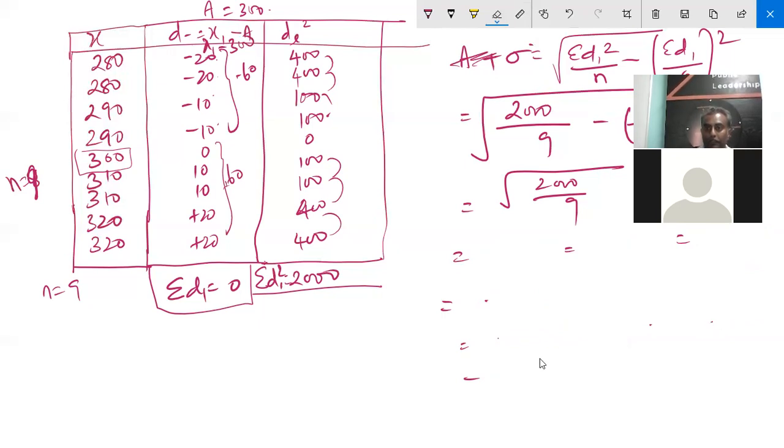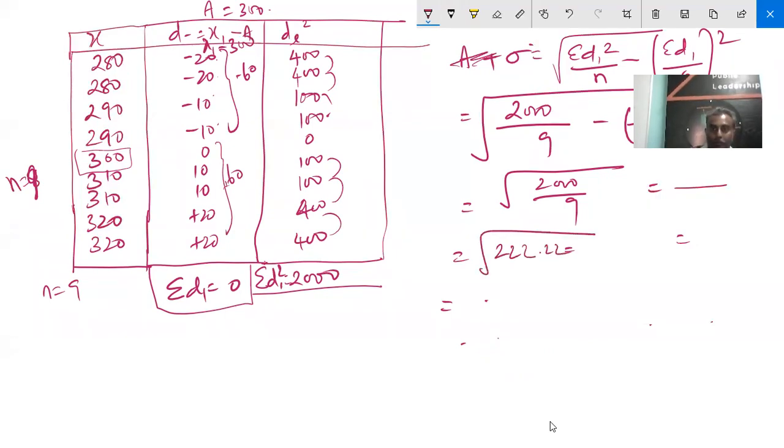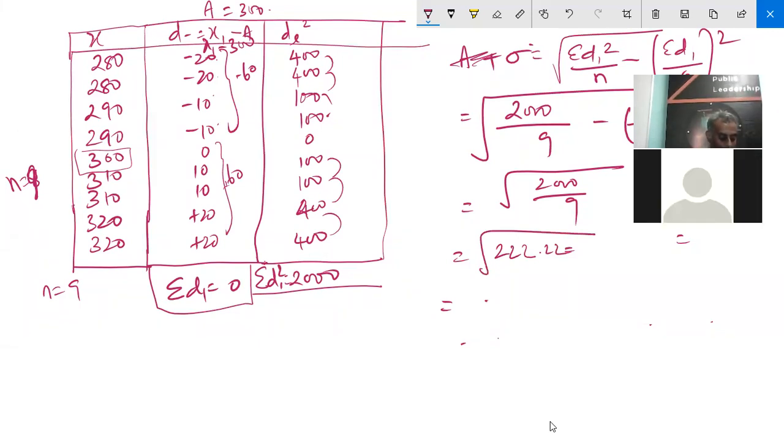Let us do directly 2000 by 9. So let us take 2000 divided by 9. That is equal to 222.22. Root of 222.22, so what we have to find is the root of 222, which is equal to 14.90. Okay, that is the answer.